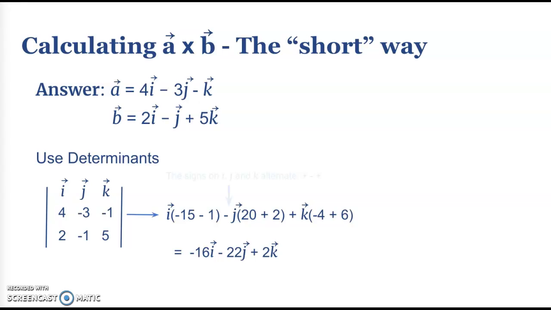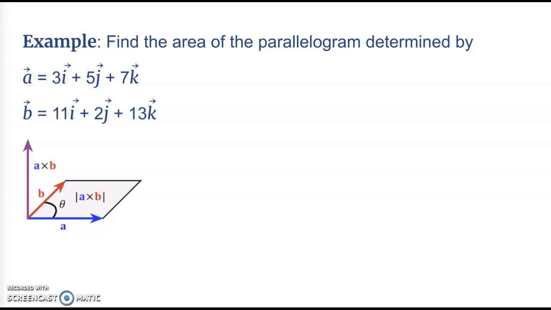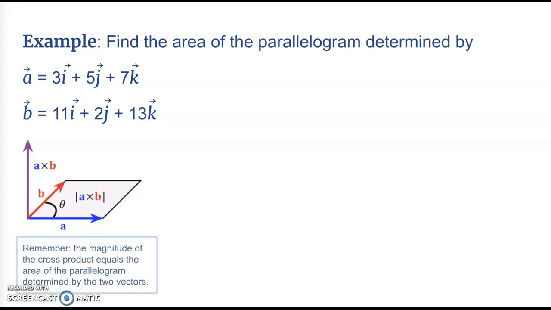All right, so now that you know how to find a cross product, let's use it to find the area of a parallelogram that's determined by two vectors in space. Now these two vectors have completely positive components, so this is a parallelogram that is located in the first octant out of the 8 that you would get in space. Now remember that the magnitude of the cross product equals the area of the parallelogram determined by the two vectors.